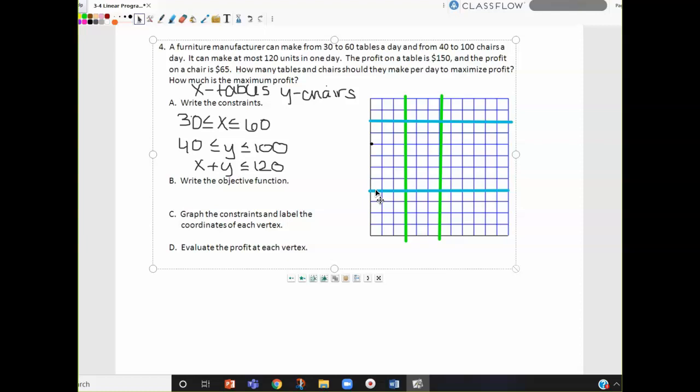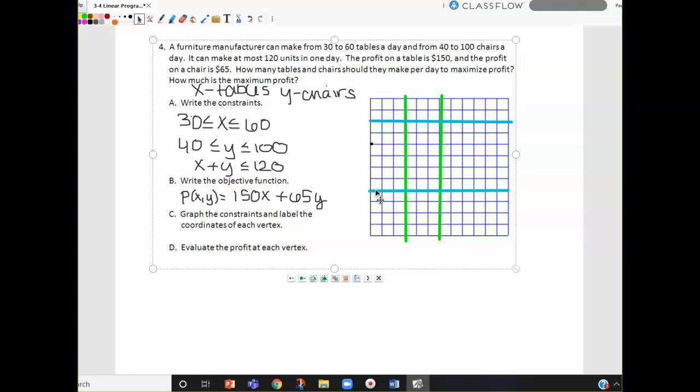The objective function will be your profit function. So that's your P of X, Y. And you make 150 on a table, so that would be 150x. And you make 65 on a chair, so that would be 65y.